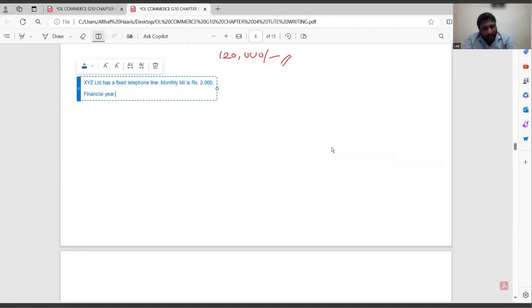Financial year starting 1st Jan 2022. Financial year ending 31st December 2022.